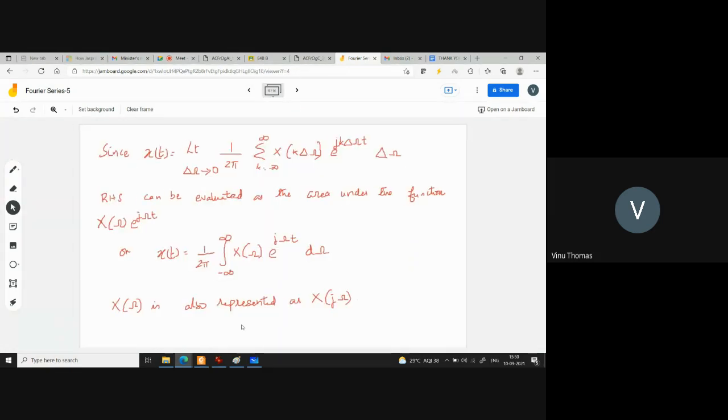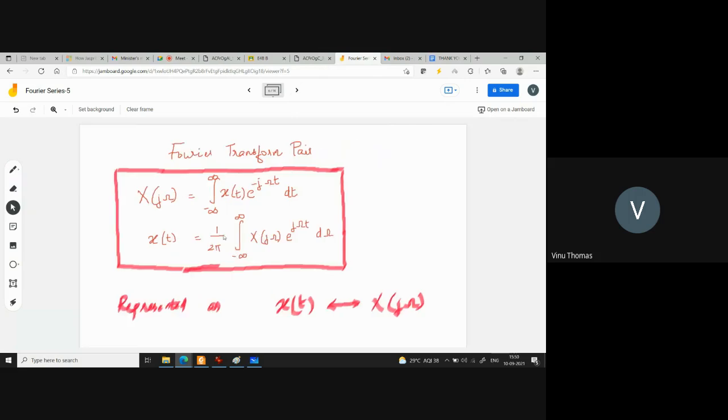the value that we have derived right now as x of t is equal to 1 by 2 pi integral minus infinity to plus infinity x of j omega e raised to j omega t d omega. We call this the Fourier transform pair. So what we are doing here is analyzing the signal x of t in the frequency domain. In the frequency domain, we get a continuous plot of x of j omega because omega is continuous, whereas for the Fourier series, you have the line spectrum. Now for the Fourier transform, you have a continuous function of omega.